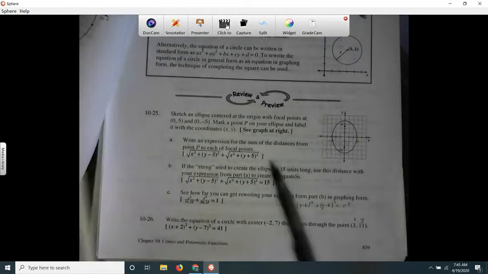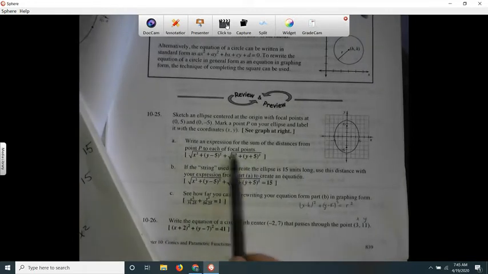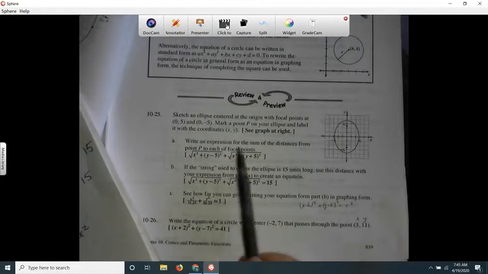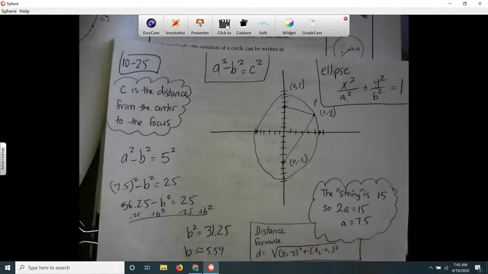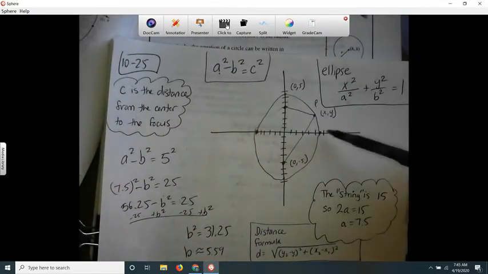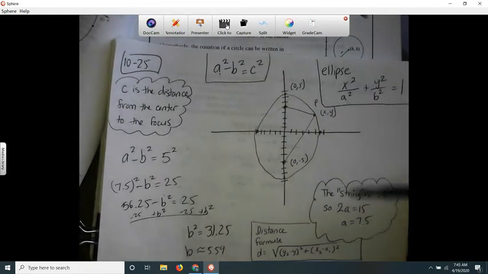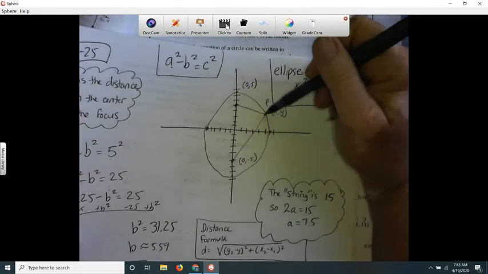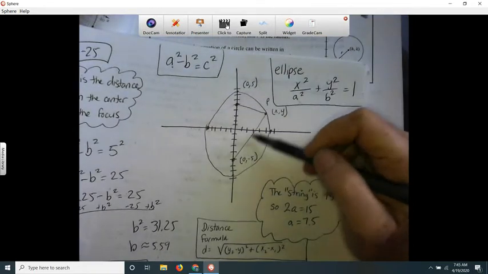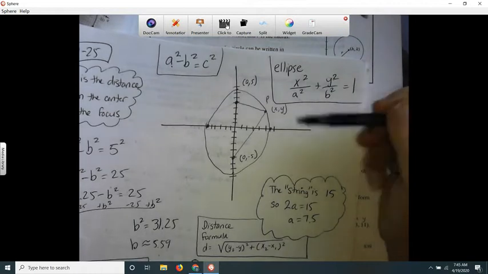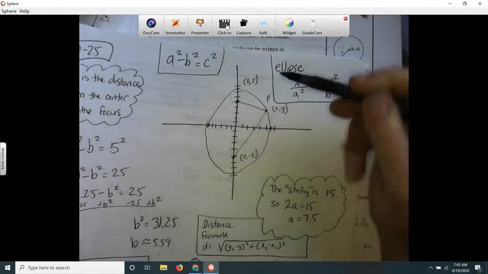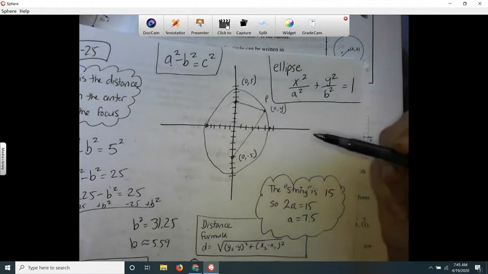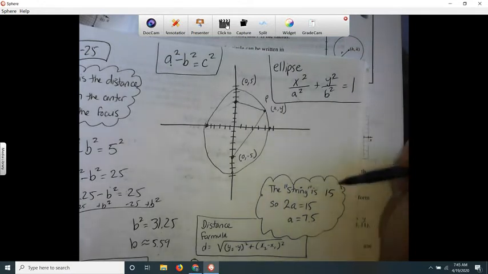Now, you could just do this problem by sketching, just guessing about the ellipse, but you wouldn't really know these points. And then you can set up the equation. This equation right here comes from the distance formula. If it's a piece of string, we know that this distance plus this distance has to equal 15, because they told us the string was 15.